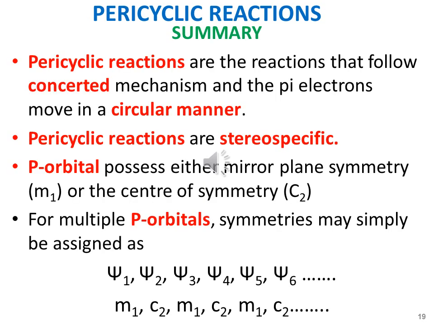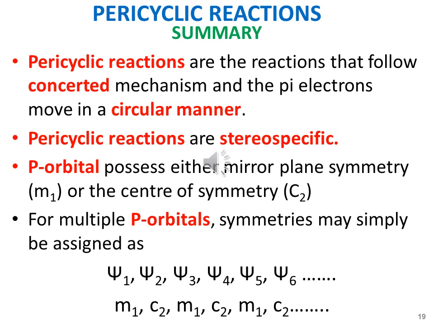We have learned what a pericyclic reaction is. We learned that those reactions that follow a concerted mechanism and in which the pi electrons move in a circular manner are termed pericyclic reactions. Concerted mechanism is that mechanism in which the bonds of the reactants are broken and the bonds of the products are formed through a transition state simultaneously. That is, at the same time the bonds of the reactants are broken and the bonds of the products are formed. So these reactions are termed pericyclic reactions.